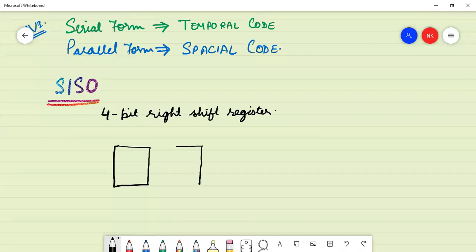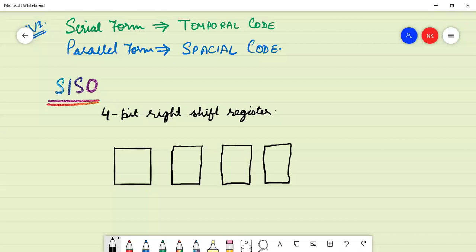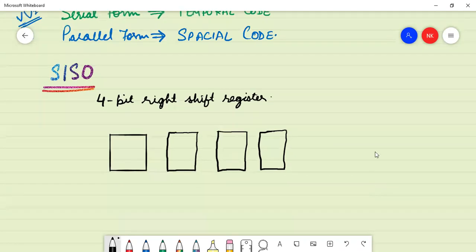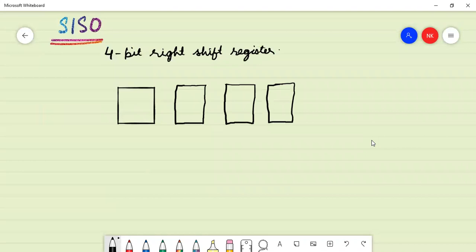1, 2, 3, and 4. So I am doing it very roughly. Okay, so we have 4 flip-flops. So the app is working somewhat slowly. So we have here D flip-flops. Okay, so it is D3, D2, D1, and D0.